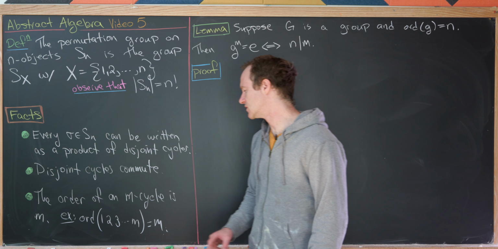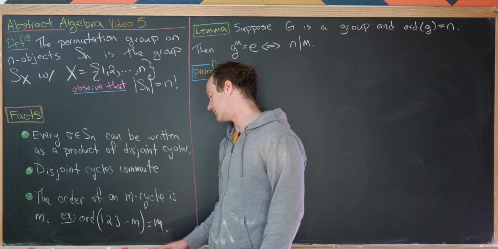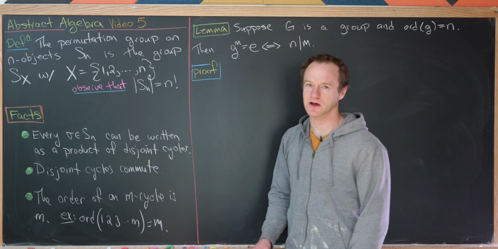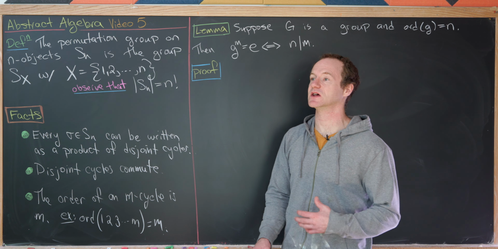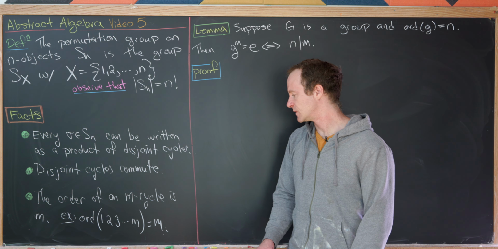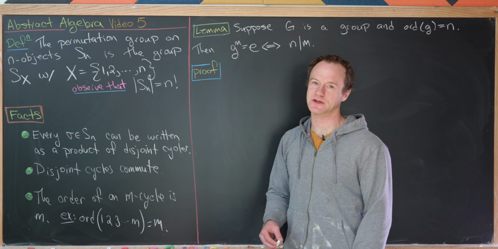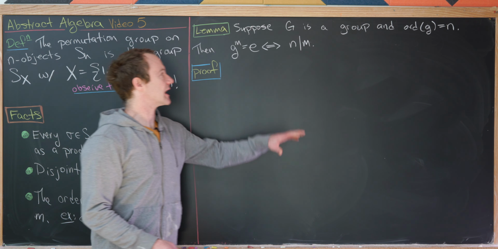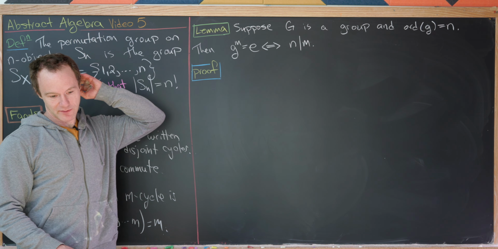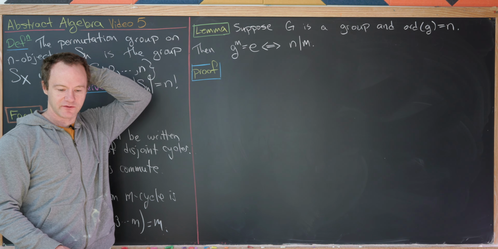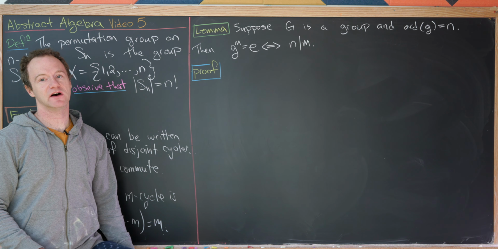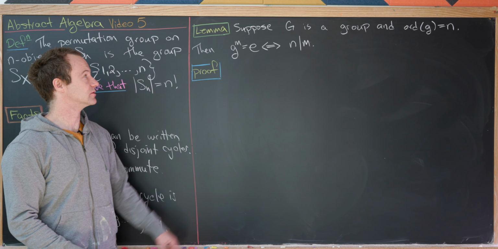So that's nice. So maybe the canonical M cycle would be 1, 2, 3 up to M, and the order of that is M. Let's recall that the order is the smallest natural number where, if you raise a group element to that natural number, you get back to the identity. Okay, so let's prove the following lemma about the order of an element of a group, which will be used to prove a nice result regarding orders of elements in the permutation group.